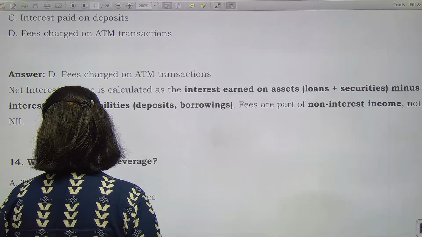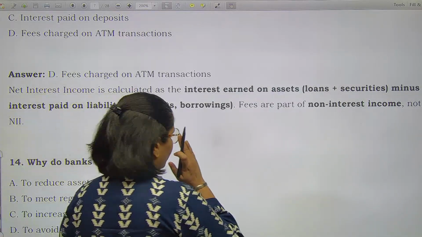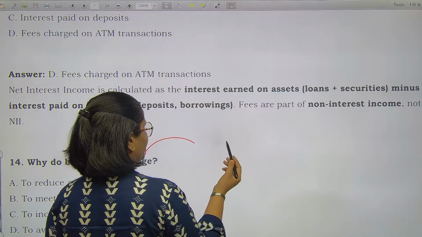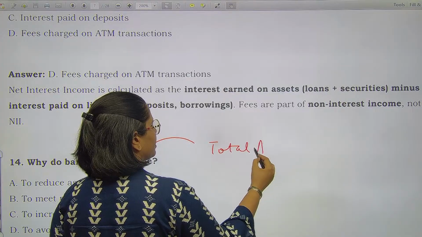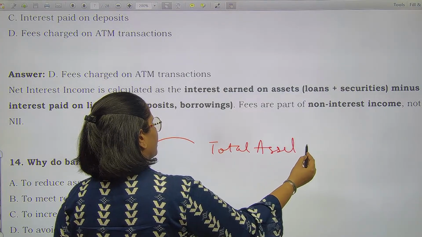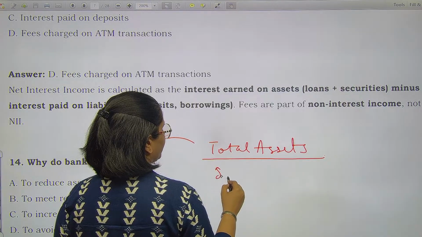Okay, we got that. Now, in the upcoming questions, wherever leverage comes, remember: total assets divided by shareholders' equity.